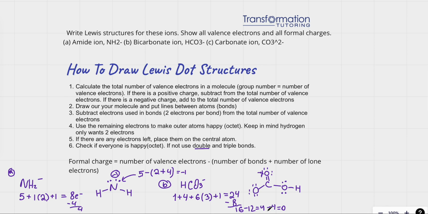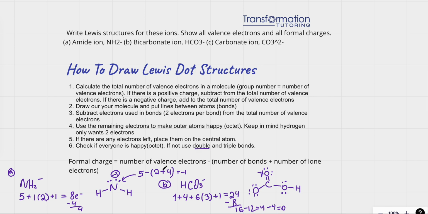Now let's check if everyone is happy, including this carbon. The carbon is 1, 2, 3, 4, 5, 6, 7, 8. So the carbon has 8 electrons, therefore it is happy. The oxygen here has 1, 2, 3, 4, 5, 6, 7, 8. The oxygen is happy as well.